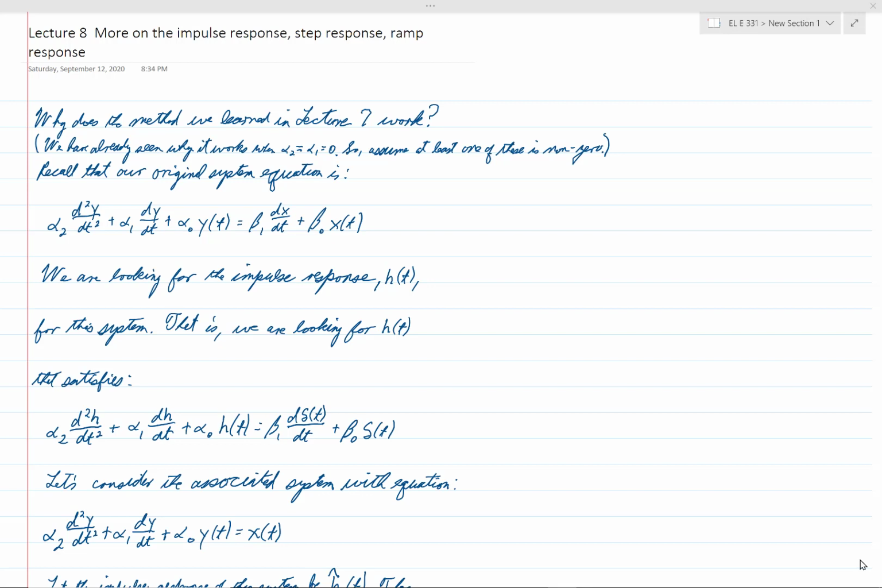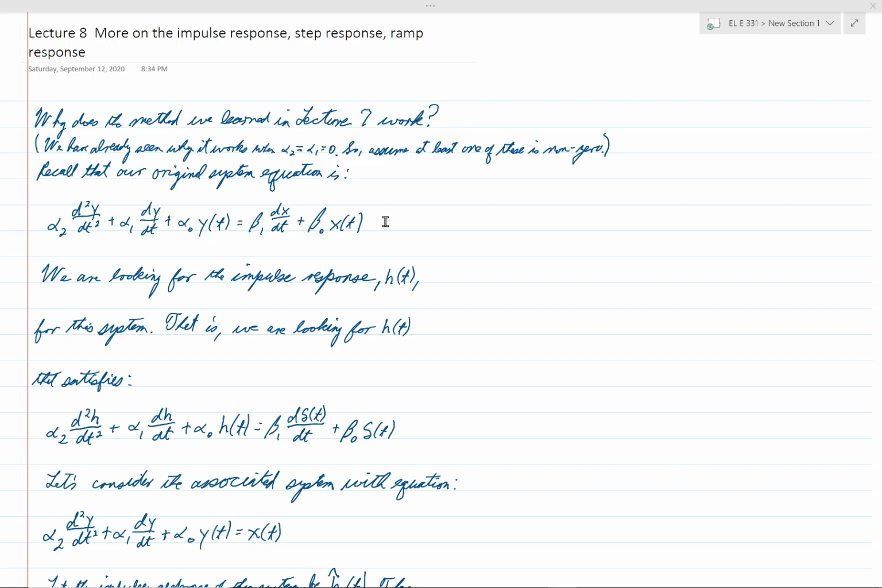So you will recall that at the end of Lecture 7, we were learning a technique for finding the impulse response of a system that had an input-output equation that looks like this. And we went ahead, we talked about that technique, we learned the steps, and we also worked an example problem and found that for that example problem it did indeed work to give us the correct impulse response.